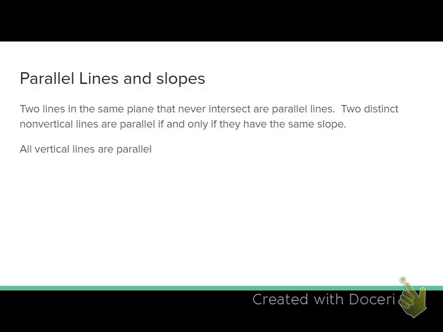All right, let's get into our notes. Two lines in the same plane that never intersect are parallel lines. Two distinct non-vertical lines are parallel if and only if they have the same slope. The exact same slope.